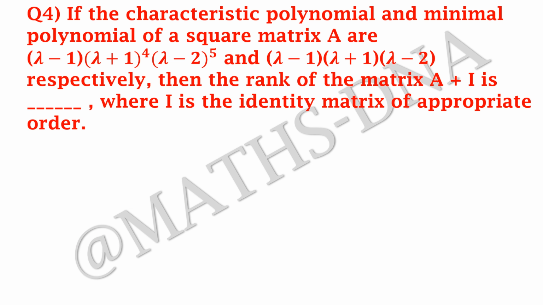Moving on to the fourth one, the last one. If the characteristic polynomial and the minimal polynomial of a square matrix A are (lambda minus 1)(lambda plus 1)^4(lambda minus 2)^5 and (lambda minus 1)(lambda plus 1)(lambda minus 2) respectively, then the rank of the matrix A plus I is, where I is the identity matrix of appropriate order.